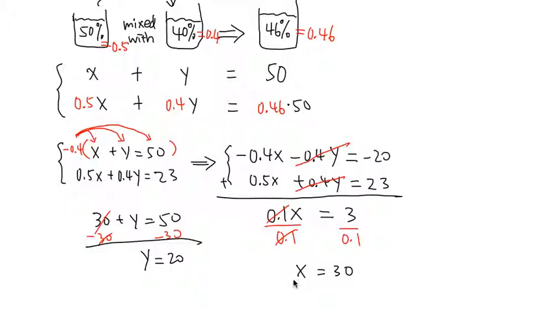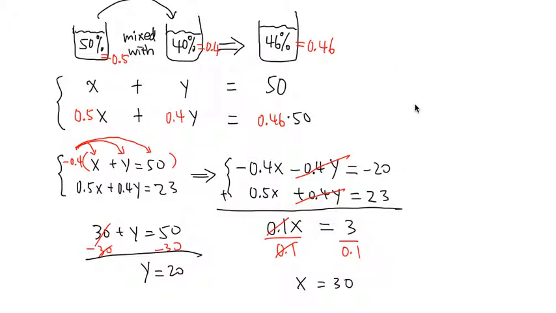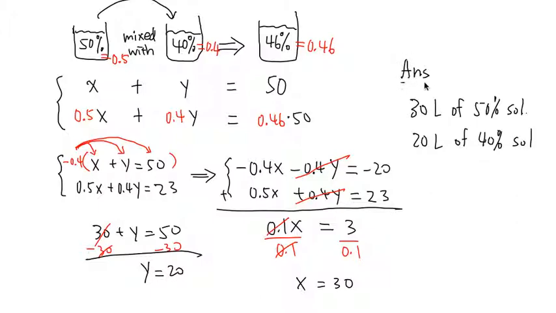This is not how you answer the question. You cannot just say x is 30 and y is 20. You are going to write this down. You have to say, well, 30 means 30 liters of, what does it represent? It represents how many liters of the 50% alcohol that you want to use. So 30 liters of the 50% alcohol solution. Okay? And then the 20 is for the y, it's for the 40% solution. So we'll write this down. 20 liters of the 40% solution. And this is how you are going to answer the questions.